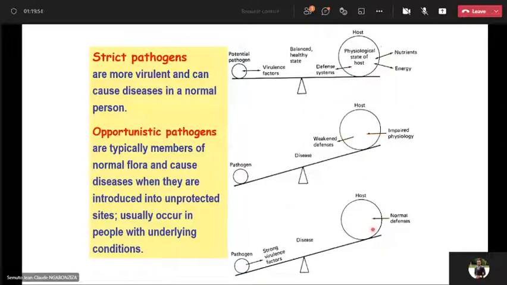So we call those strict pathogens because they can cause a problem to the normal host. Is that clear? Yes, clear.